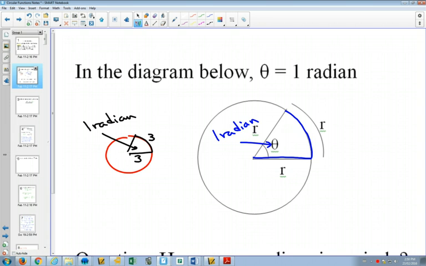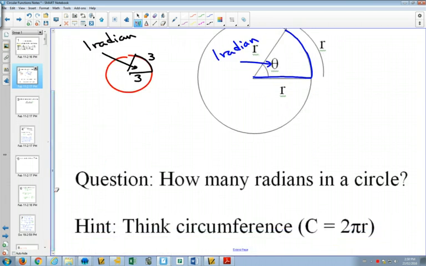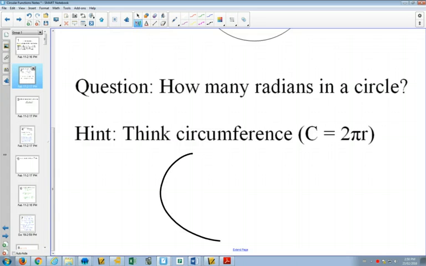So how do we figure out how many radians there are in a whole circle? Well, we use the idea of circumference. If we look at a circle, and again, we took our radius and cut out pieces of string that were the length of our radius, we would find out that one piece of string would get us to there, another piece would get us to there, another piece would get us to there.